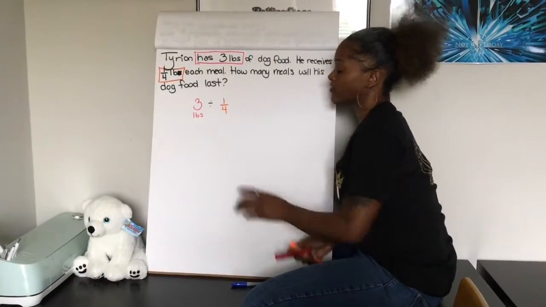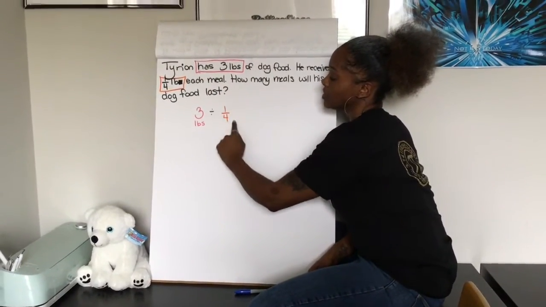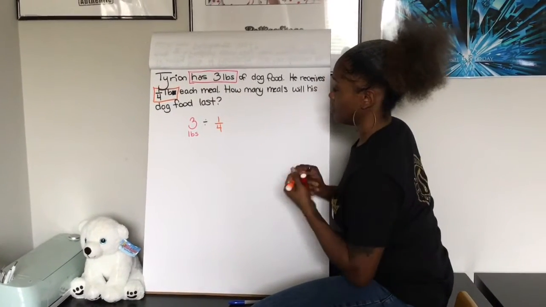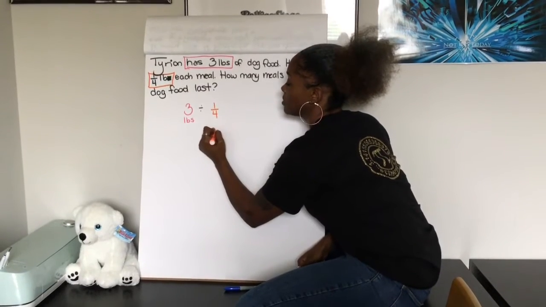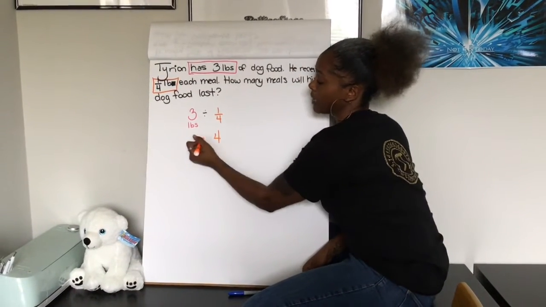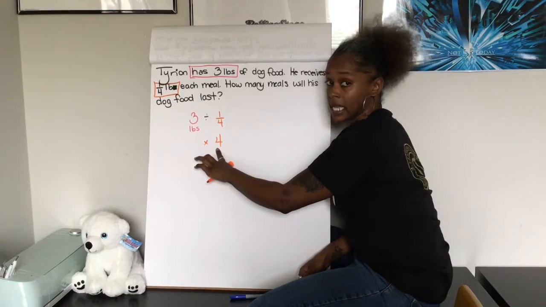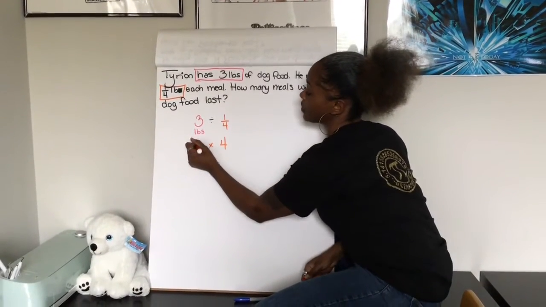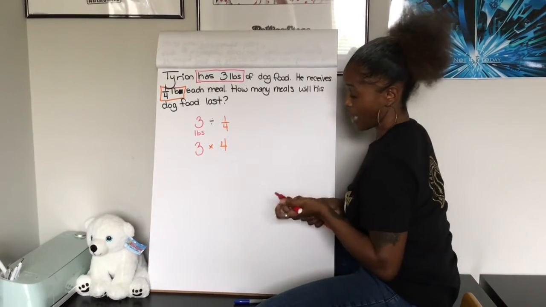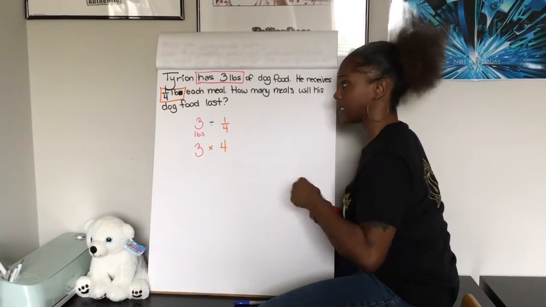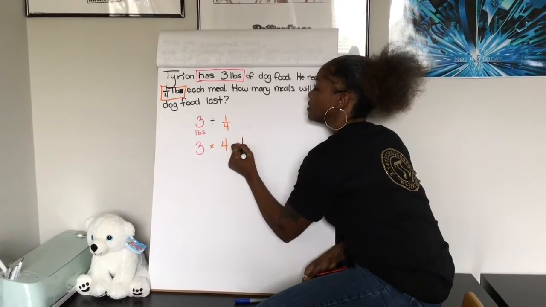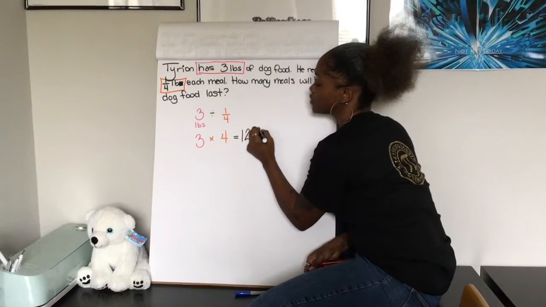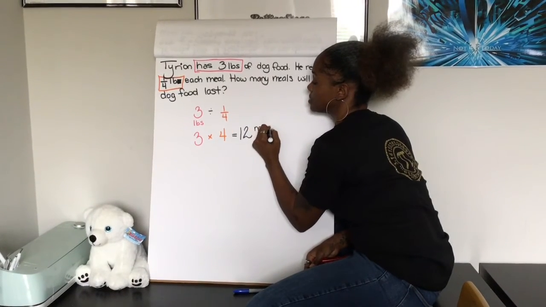So I know that if I'm breaking it up into fourths, there are 4 pieces in each of these pounds. So I'm going to multiply the 4 pieces I'm breaking it up into by the number of pounds I started with. And what is 3 times 4? That's right, 12. Tyrion's food would last for 12 meals.